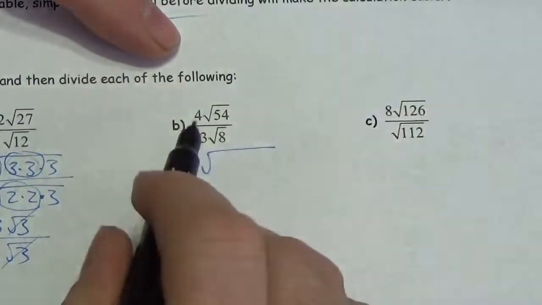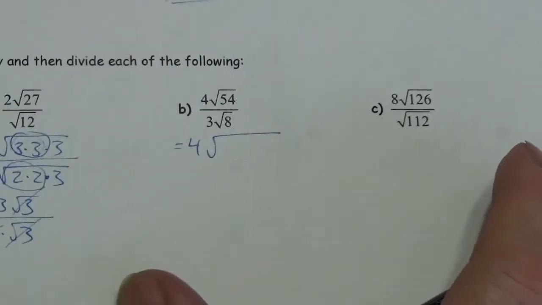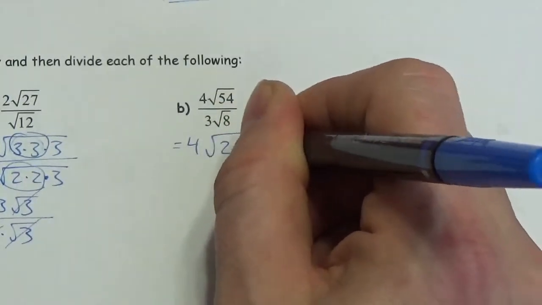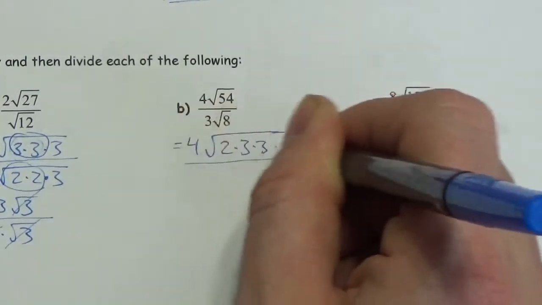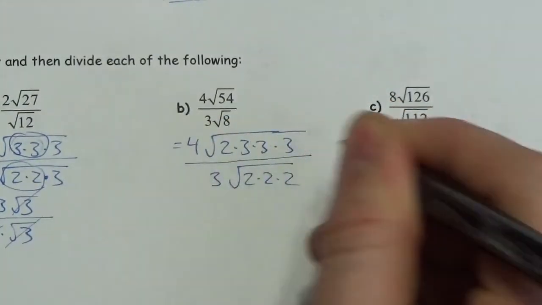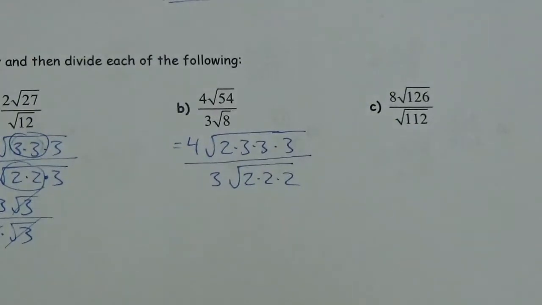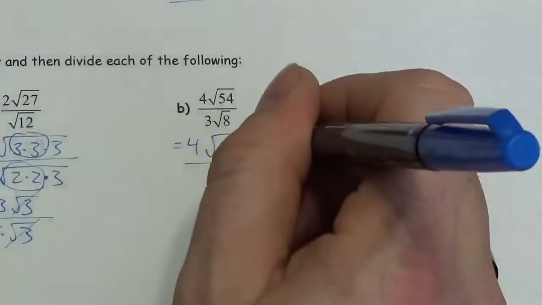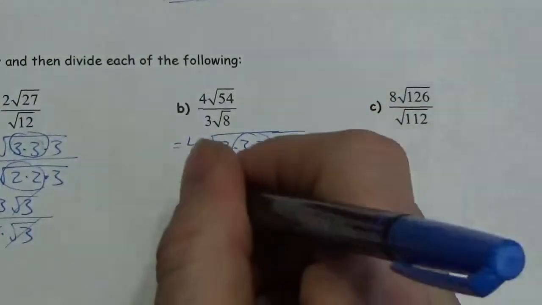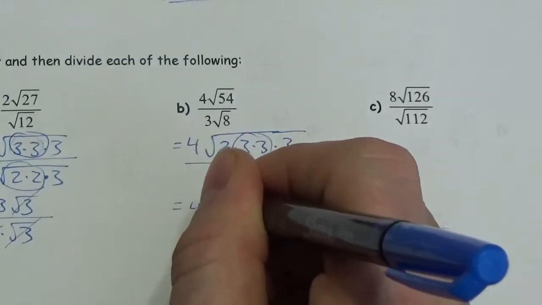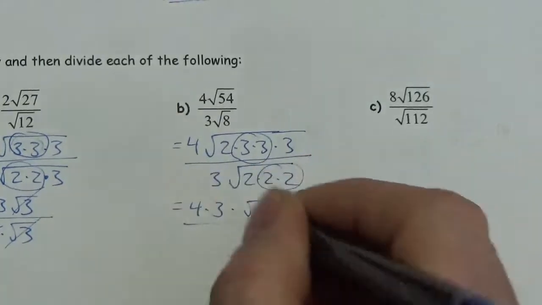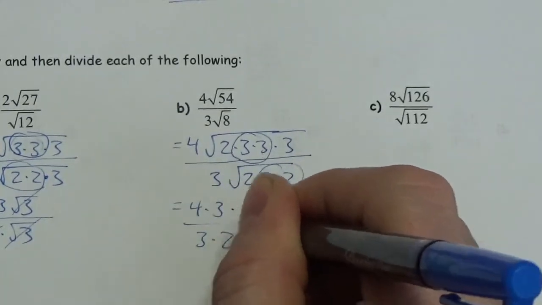So this is 4 multiplied by the square root of 54. Okay, 54. I know 54 is 6 times 9. So that's going to be 2 times 3 times 3 times 3. So there's my 6 and there's my 9. And 8, we did 8 a few minutes ago. And I know 8 looks like that, 3 2's. So I can pull out a representative from that pair of 3's, and I can pull out a representative from that pair of 2's. So the numerator becomes 4 times 3 multiplied by the square root of 2 times 3. And the denominator becomes 3 times 2 multiplied by the square root of 2.